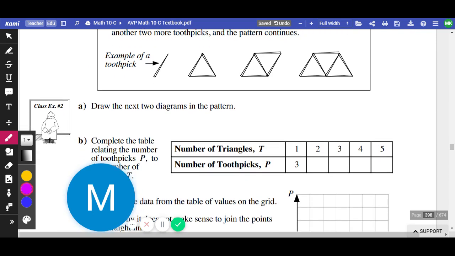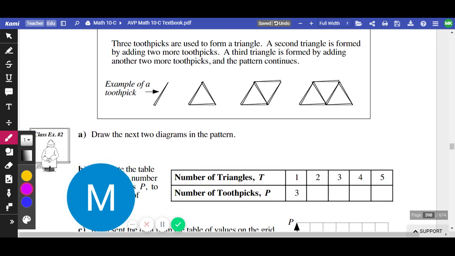Okay, we're going to talk about patterns. You guys did some of this in grade 9 as well. We're going to talk about how you can list patterns as X, Y things. And then we're going to talk about something called discrete and something called continuous. We're going to start this question with toothpicks.